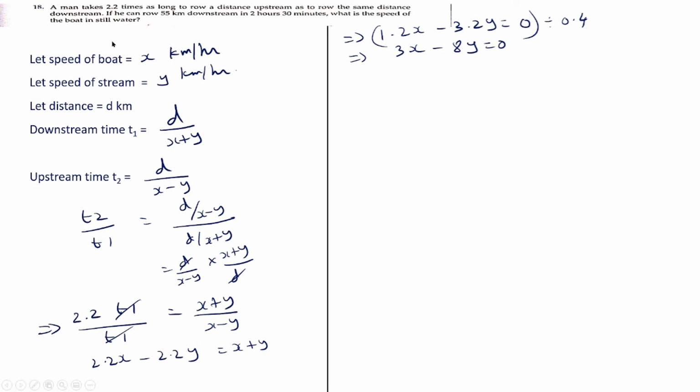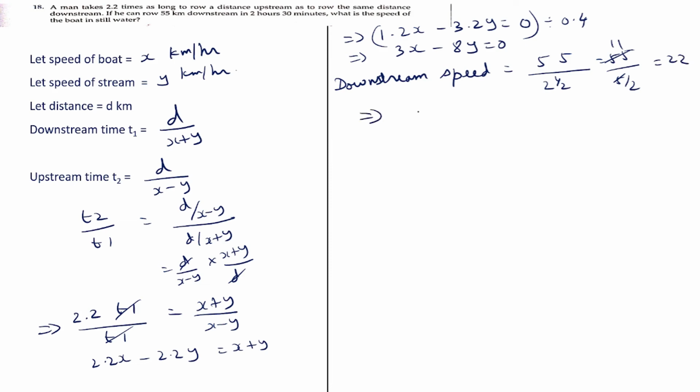And then the next information which is given is, he can row 55 km downstream in 2 hours 30 minutes. So downstream speed is given by distance by time. So it is 55 by 2 hours 30 minutes, 2 and 1 by 2. It is 55 upon 5 by 2, or it is 22. The downstream speed is nothing but x plus y. So x plus y is 22.